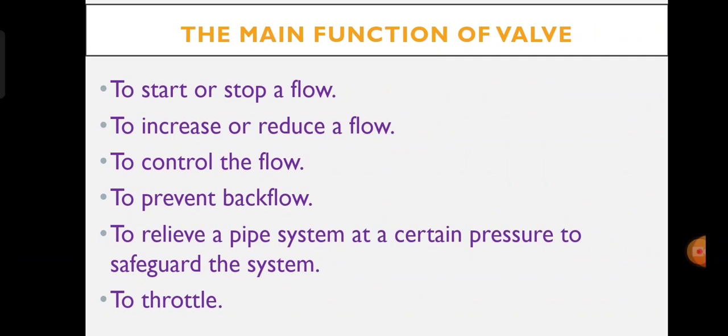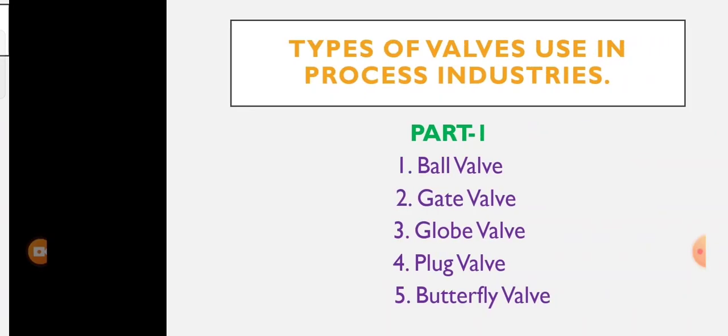The meaning of this line is, if we want to reduce the pressure, then we use some valves, right? Just like PRV and PSV. So the next point is to throttle. So these are all the functions of the valve.